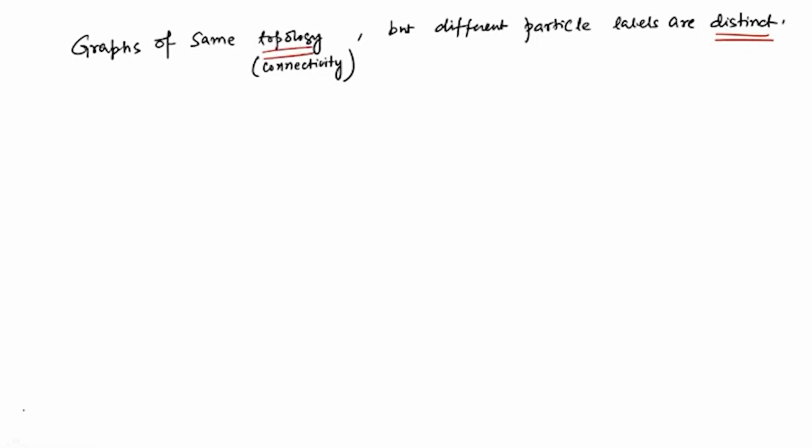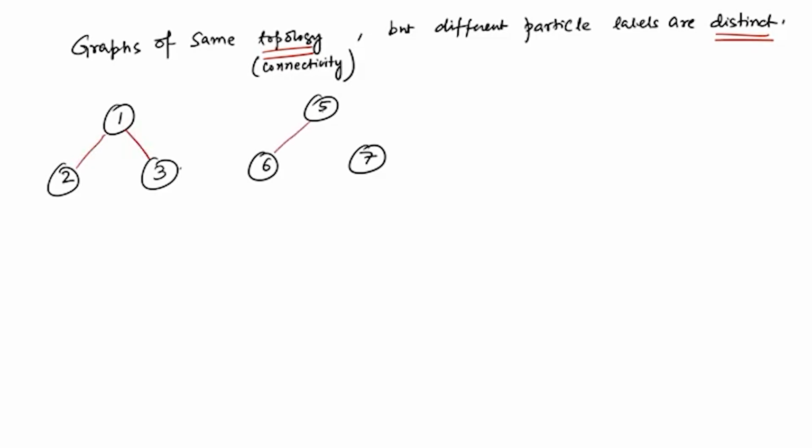What is meant by that is the following: if you have a 1 and a 2 and a 3, and we have a 5 and a 6 and a 7, say for example, or 8, it does not matter. These connections that you have are 3 particle graphs, but they are distinct, and because they are distinct, they have to be counted separately.